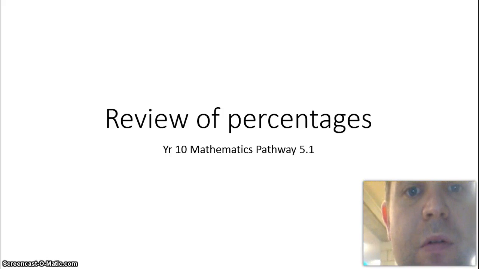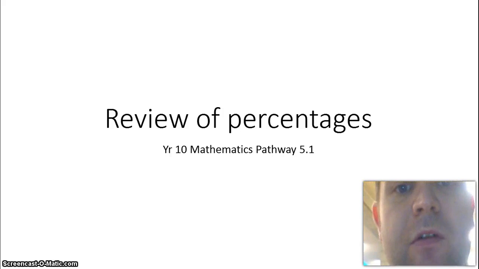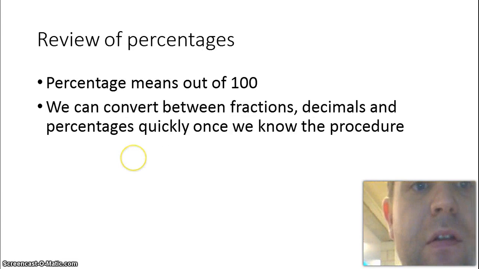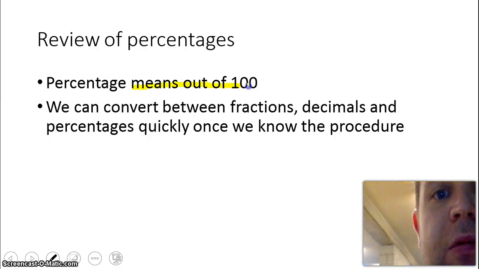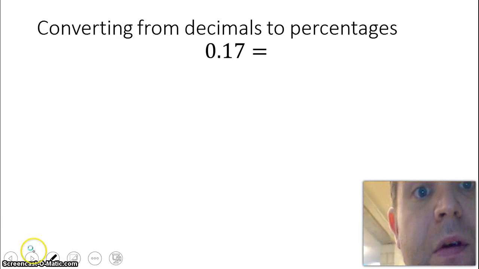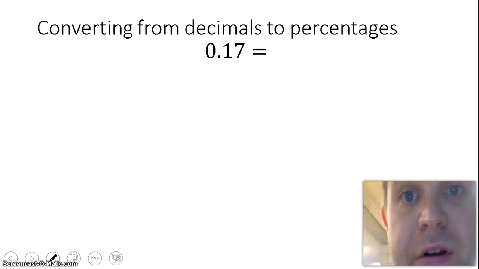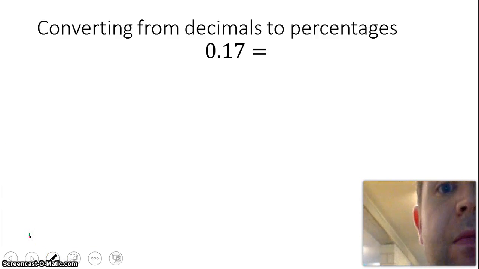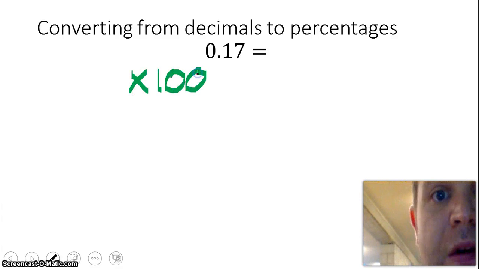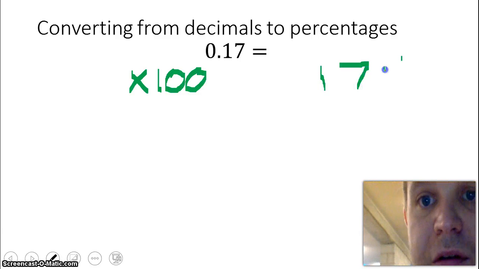Just doing a quick review on percentages before we get into our financial maths topic. So, from way back, we learned about how percentage means out of 100, and we can convert between fractions, decimals, and percentages once we know the way to do it. So, for this one, we're converting from a decimal to a percentage. The rule that I like is if we've got a decimal, we multiply by 100. So 0.17 times 100 happens to be 17%.